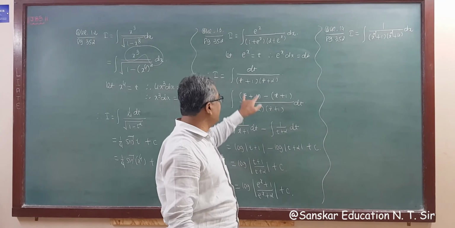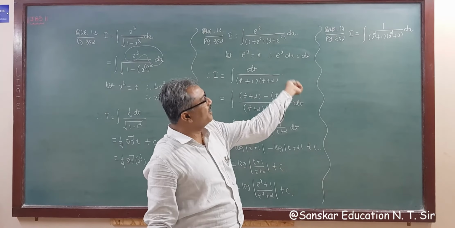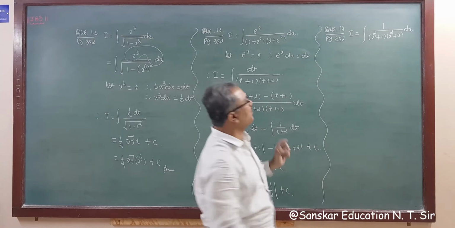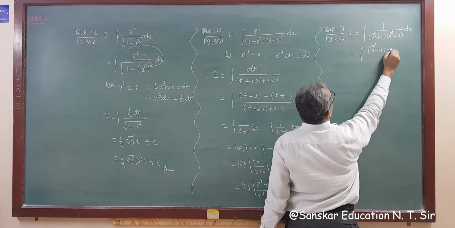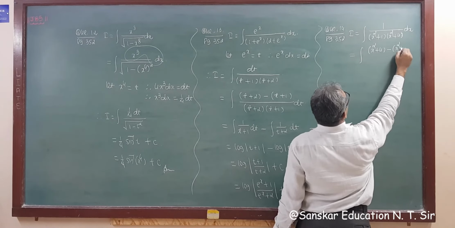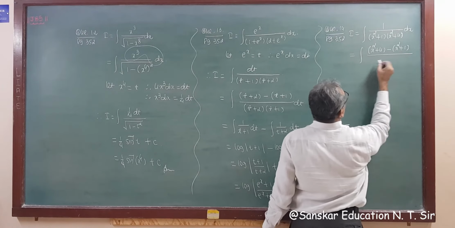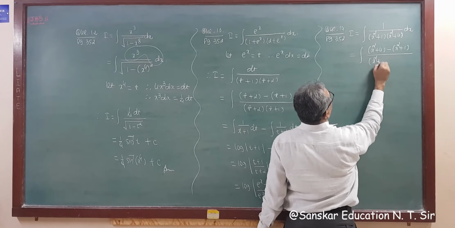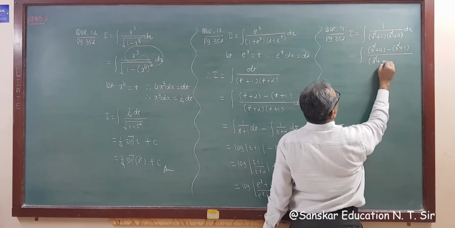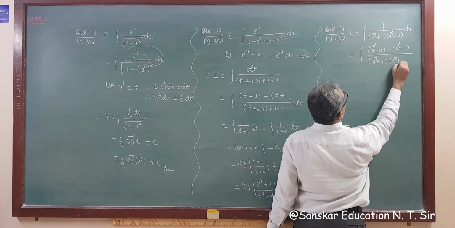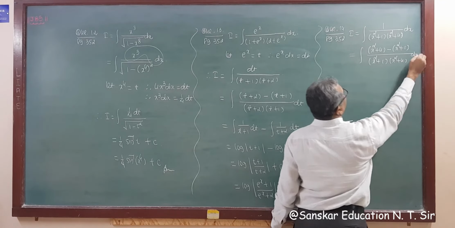Similarly, like this, I am adjusting the denominator in the numerator. So I am writing this factor first. Integration x square plus 4 first minus x square plus 1, right? Whole upon x square plus 1 and x square plus 4 dx, right?